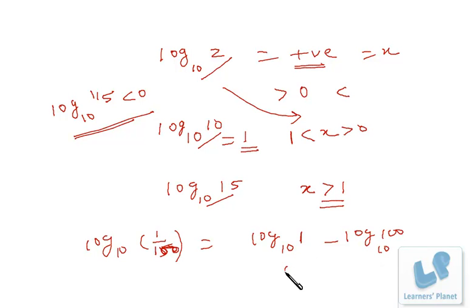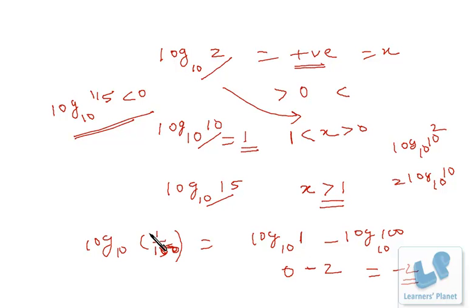Now log 1 is 0, doesn't matter whatever the base is, minus log 100. 100 is what? 10 square, right? So log 10 square to the base 10, that's 2 log 10 to the base 10, so that's actually 1, so it's 2 and the minus we are having over here, so precisely it is minus 2. That means if the index is a fraction, that means a quantity less than 1, then the value of the logarithm will be negative. Okay, so these are very important properties of logarithm that you have to keep in your mind.